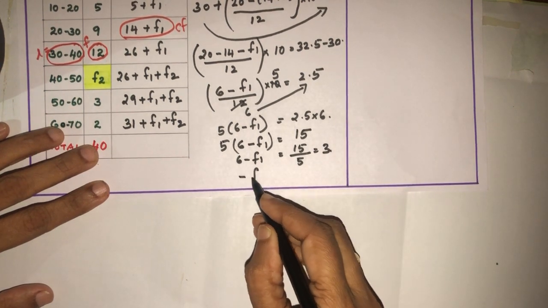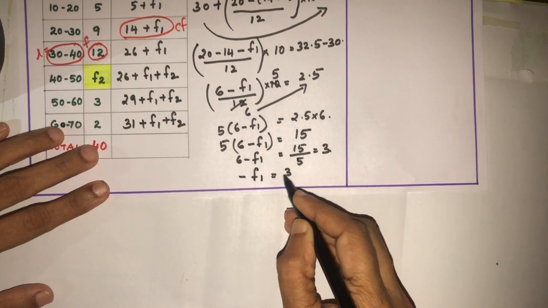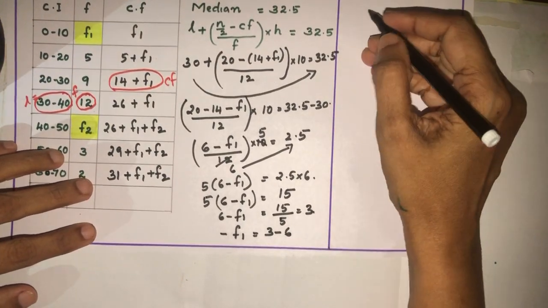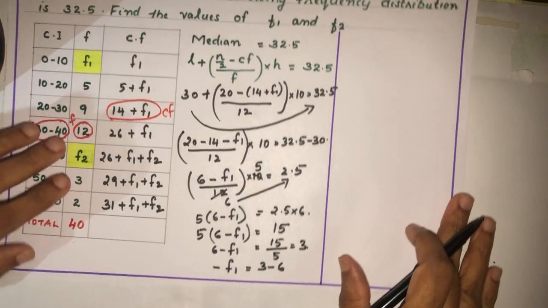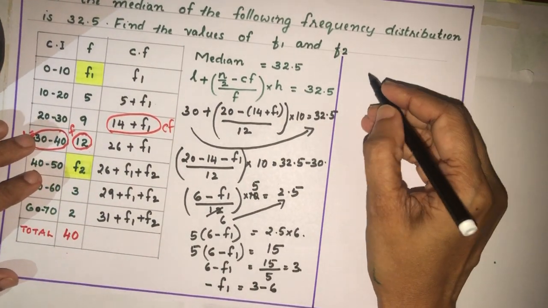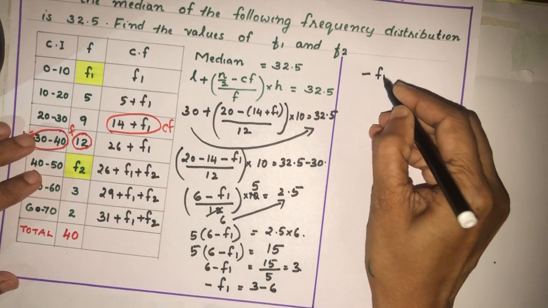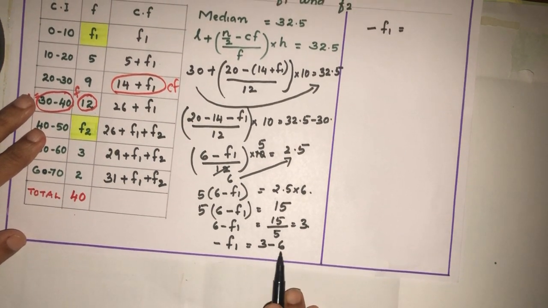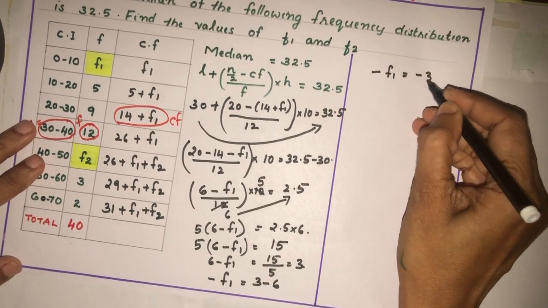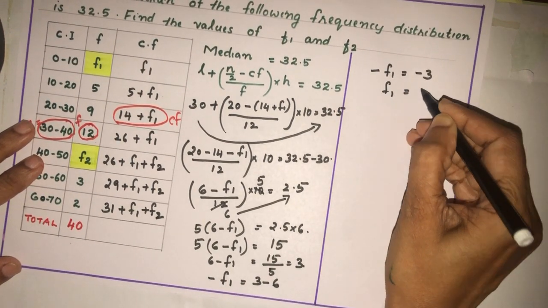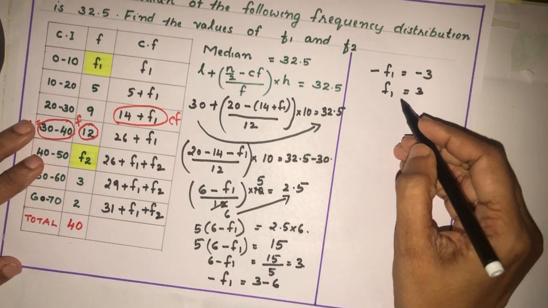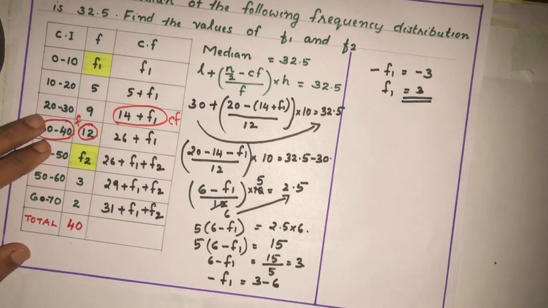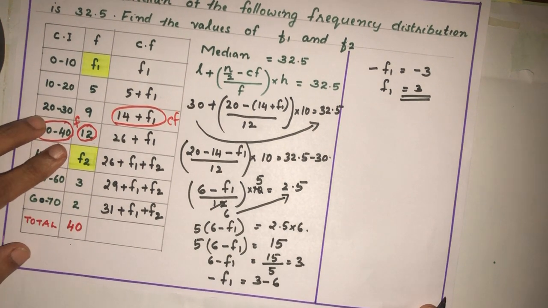Now minus F1 equals 3 minus 6. Okay, children. Now we have minus F1 equals, what is 3 minus 6? Minus 3. So F1 equals 3. If minus F1 is minus 3, F1 equals 3. Now how will we get the other one? Now we got one missing frequency. How will you get this other one?